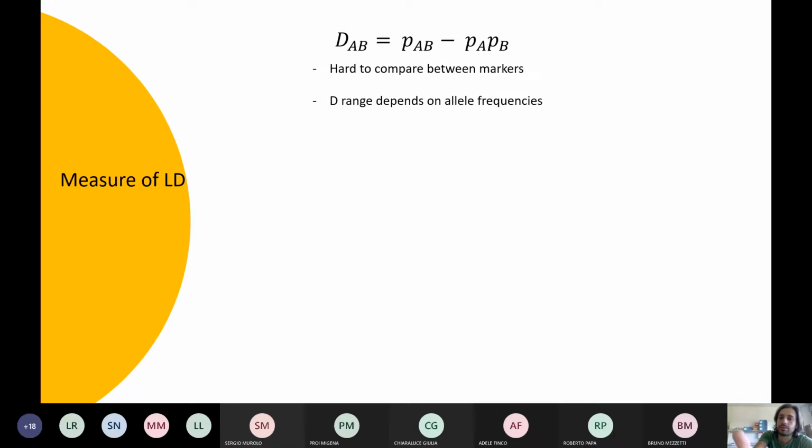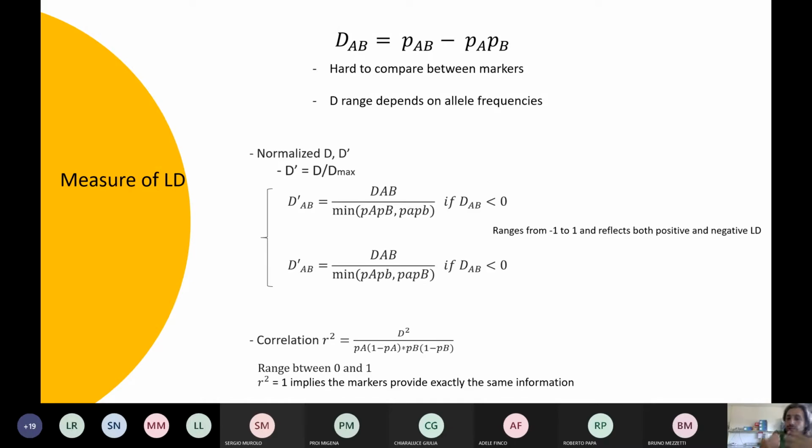So this is the formula that we have seen before, and by this mathematical calculation, there are some constraints. In particular, it is difficult to compare different markers, because different markers can have different allele frequencies. So it's difficult to have a unique value of linkage disequilibrium from this formula. So many other ways of calculating linkage disequilibrium came out.